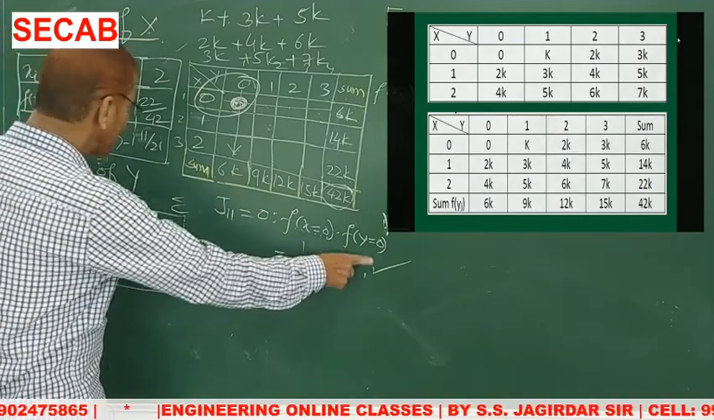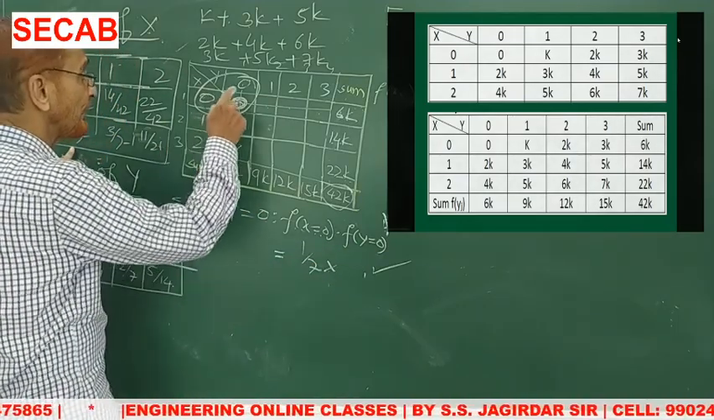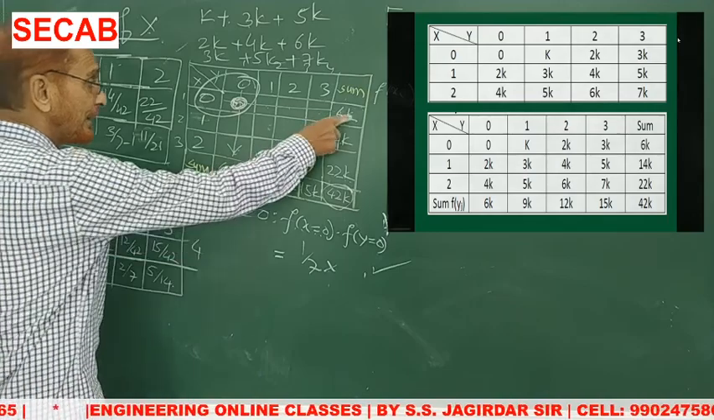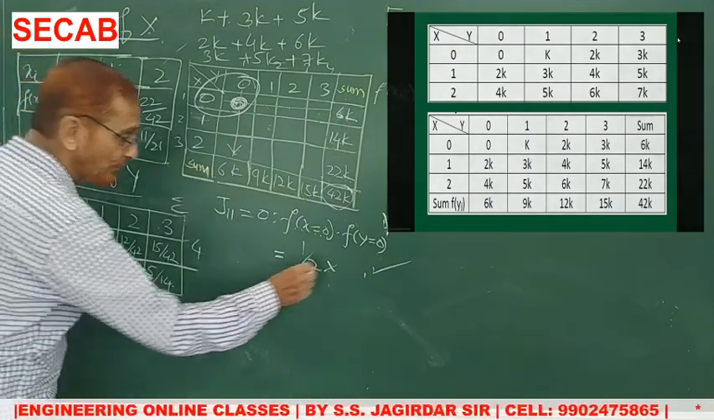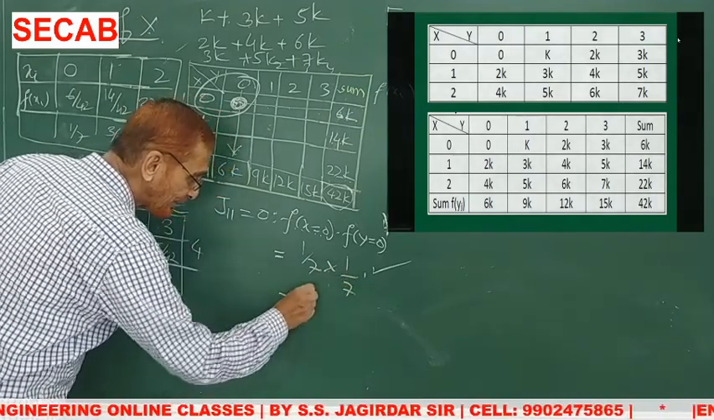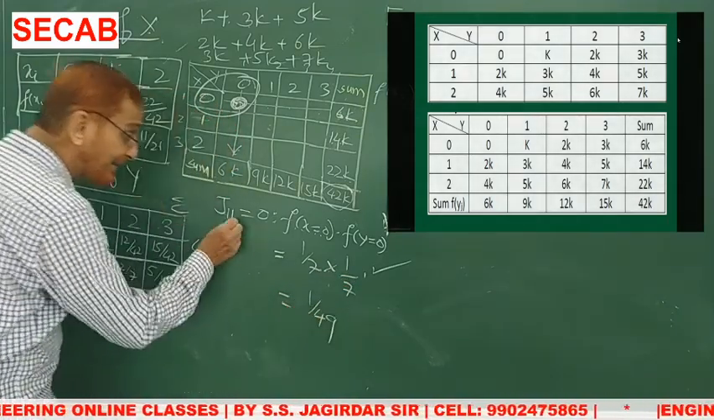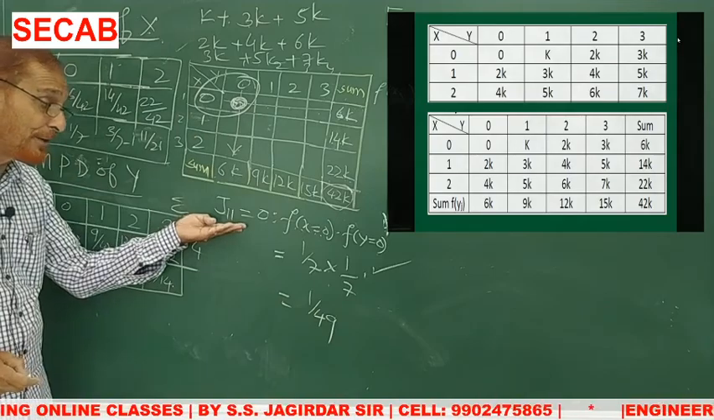y is equal to 0. Yes, y is equal to 0. 6k again. Here also 6k. 6k means it is 1 upon 7. And you can see that it is 1 upon 49, whereas the corresponding joint probability value is 0.